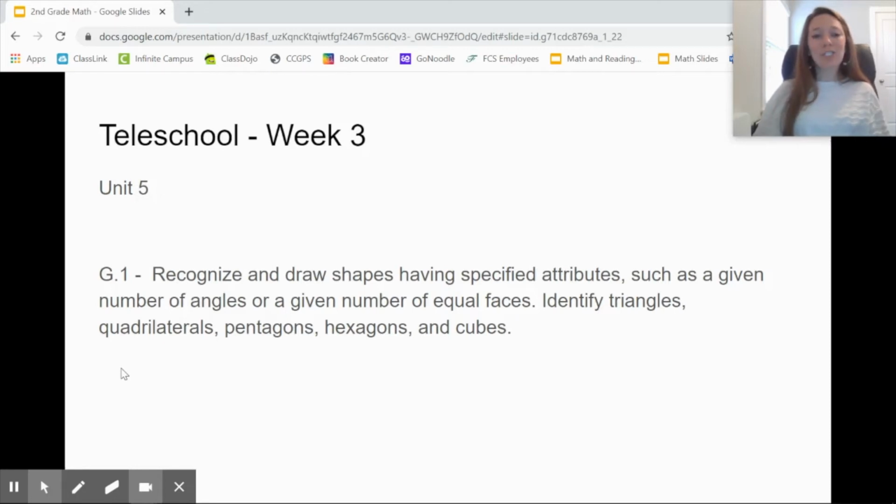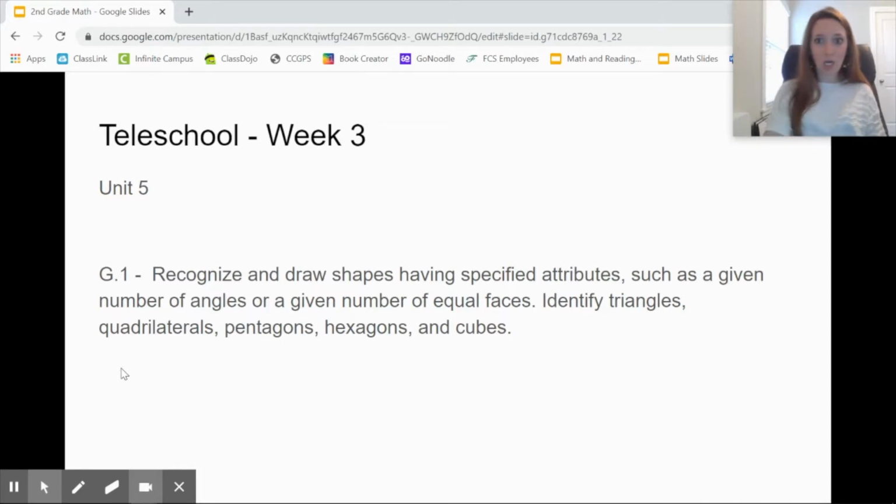Graders, our learning target this week is to recognize and draw shapes having specified attributes, such as a given number of angles or a given number of equal faces. Identify triangles, quadrilaterals, pentagons, hexagons, and cubes. Remember, when you see me do this, that means to pause the video so that you can solve it yourself and then come back when you are finished.